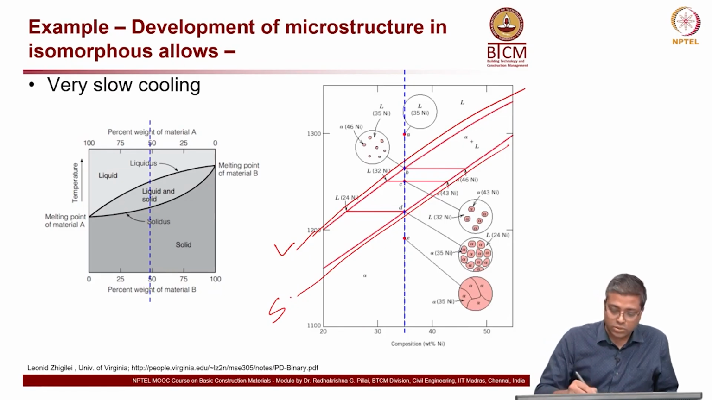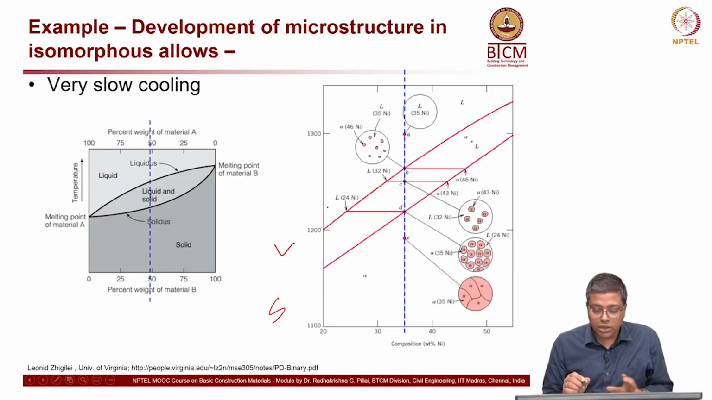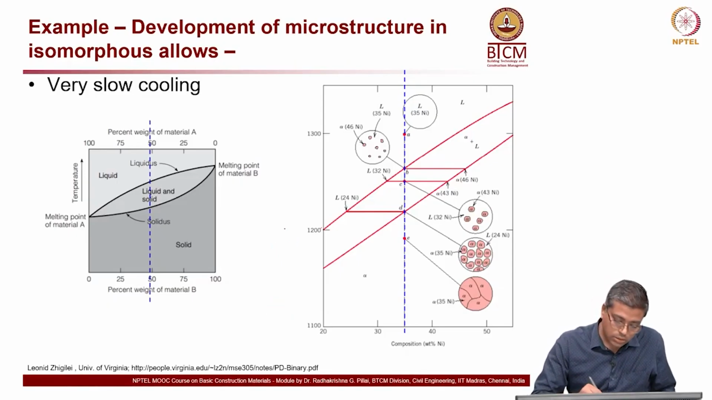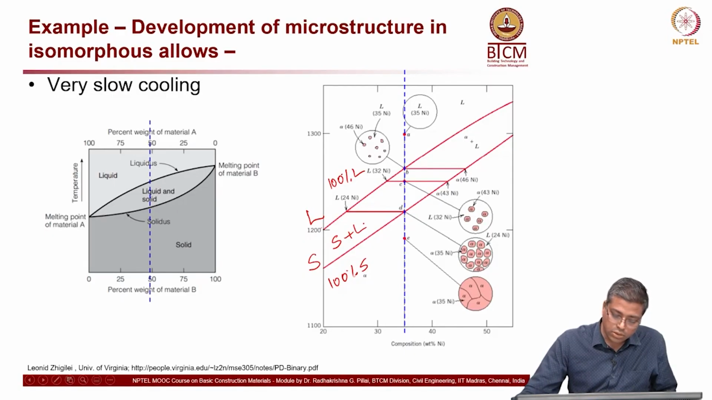Okay. So, that is also clear now. You have liquidus, you have solidus. This region is 100% liquid, this region is 100% solid, and this region is solid plus liquid. Okay. So, that is how it is.